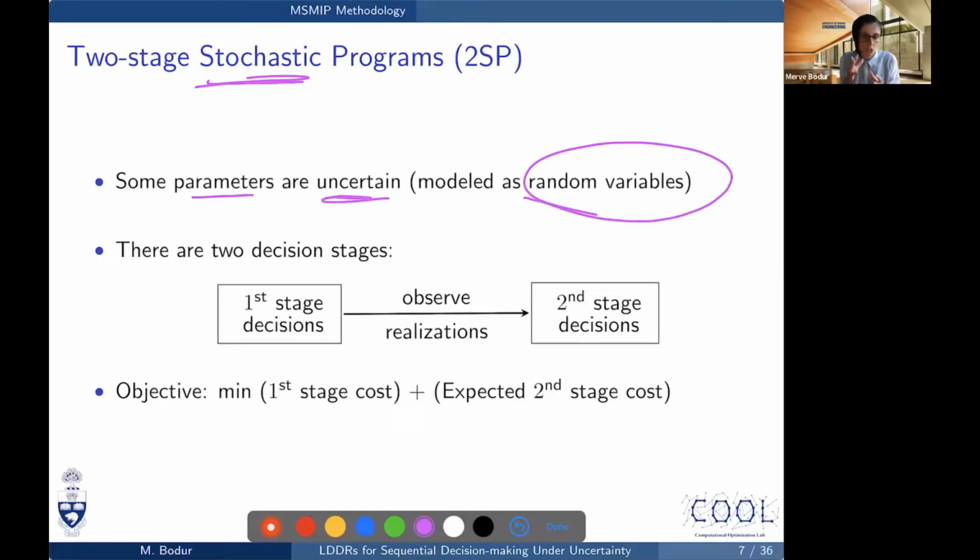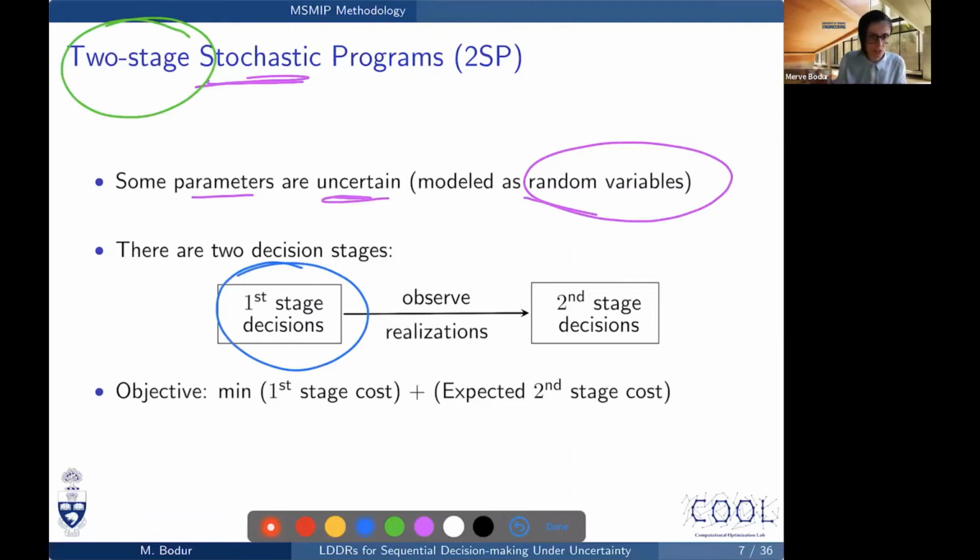We assume that we know their joint probability distribution. In terms of the decision stages, as the name suggests, we get to make decisions 2 times. So we can only adapt after observing the random variable realizations only once. So in that regard, we do have these first stage decisions to be made before having any idea about these realizations of the random variables.